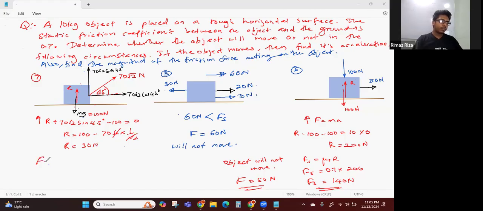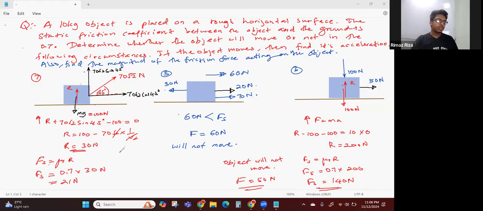Then we can find Fs, which is mu s times R. Since there is now a vertical force component, the R value will be decreased. You can see it's 30 Newton. Therefore, the maximum friction force will also decrease. So 0.7 into 30 Newton, which is 21 Newton.